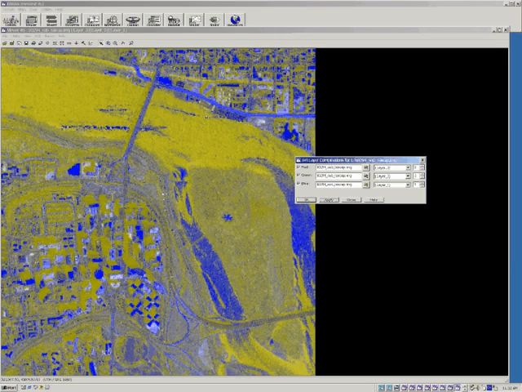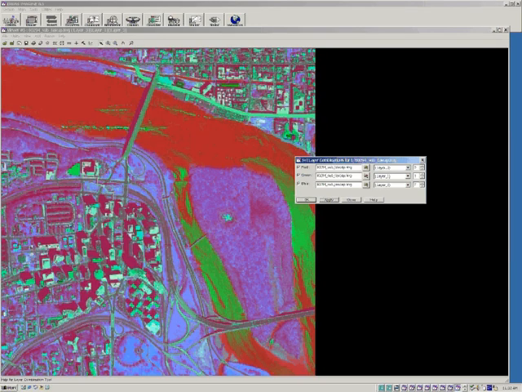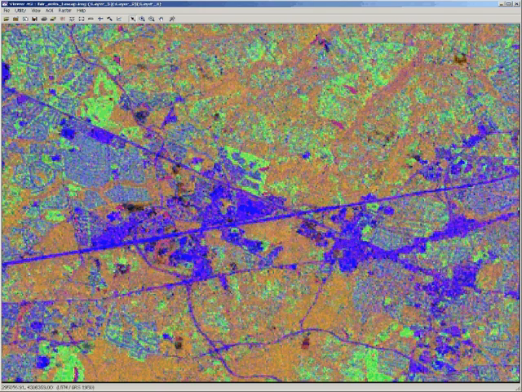A second image transformation is the tasseled cap transformation. The tasseled cap transformation was originally developed to assist in the understanding of important agricultural crop phenomena. As shown in this example, the tasseled cap transform can be used to differentiate urban, non-vegetated areas from non-urban areas that have greater amounts of vegetated surface area.